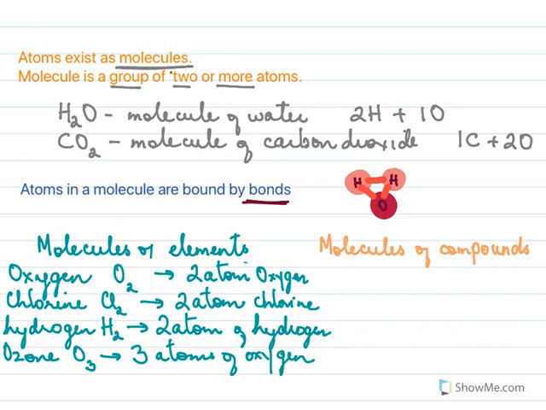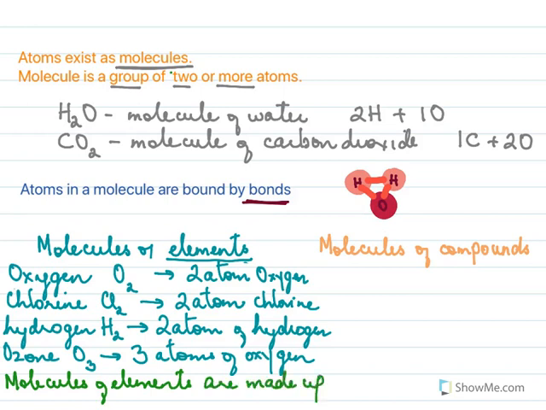So if you go through all these molecules of elements, the molecules are made up of the same type of atoms. So molecules of elements are made up of the same type of atoms.